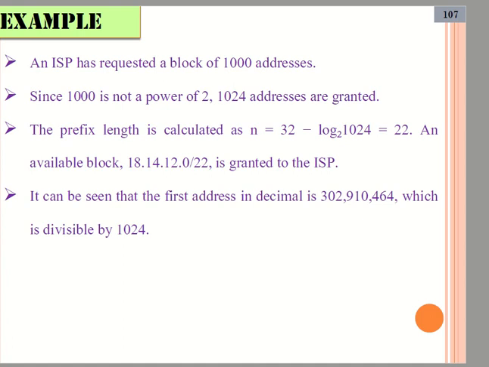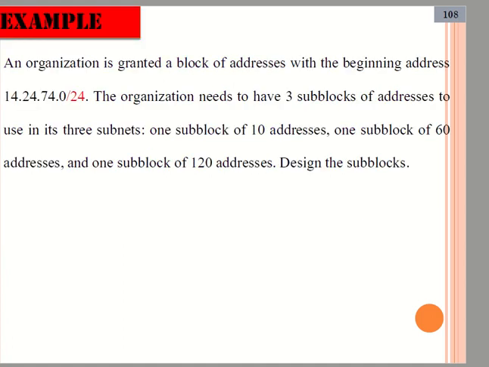The prefix length is calculated using the formula n = 32 - log 1024 to the base 2, where 1024 is the total number of addresses granted. So 32 - log 1024 base 2 is 22. So the address will be something like 18.14.12.0/22, where 22 indicates the mask or the length of the prefix. Let us take one example related to this.